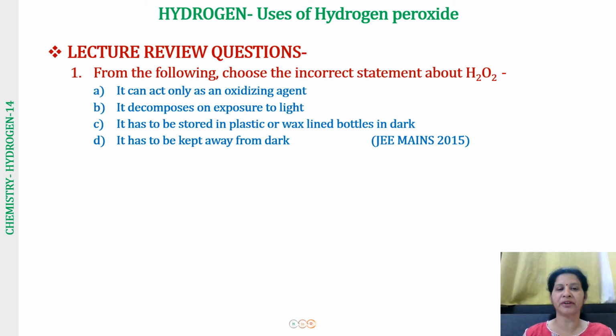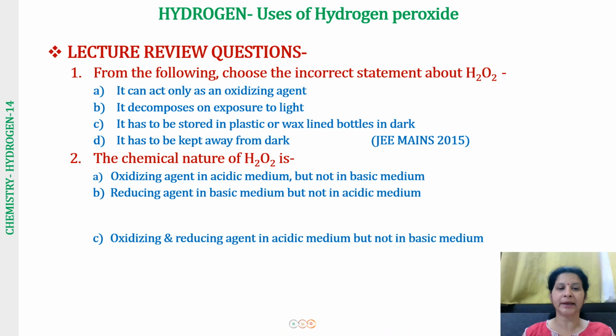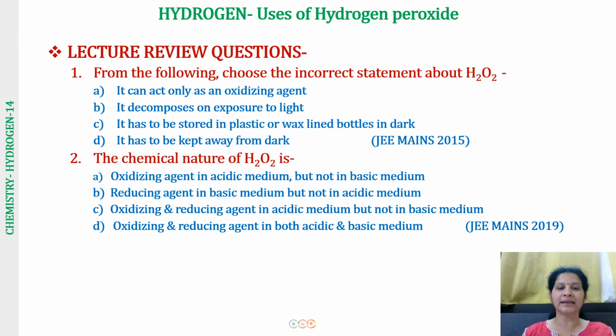Mains 2015 examination. The next is the chemical nature of hydrogen peroxide: oxidizing agent in acidic medium but not in basic medium, reducing agent in basic medium but not in acidic medium, oxidizing and reducing agent in acidic medium but not in basic medium, oxidizing and reducing agent in both acidic and basic medium. So this should be now a very easy question for you, and this is a question which has been asked in the JEE Mains 2019 examination.